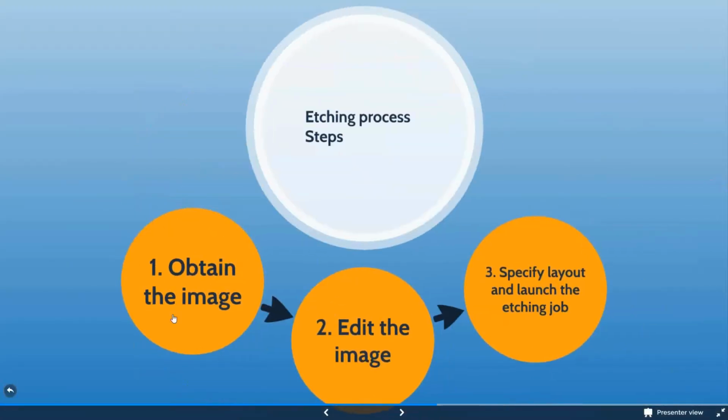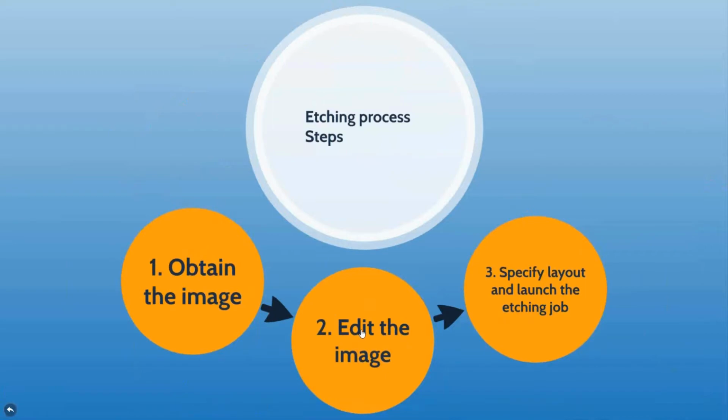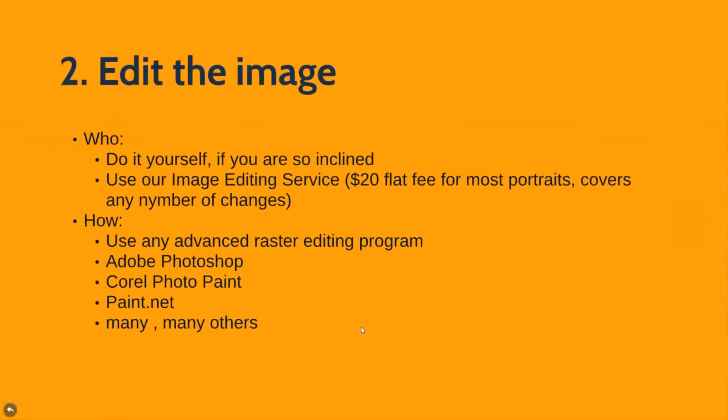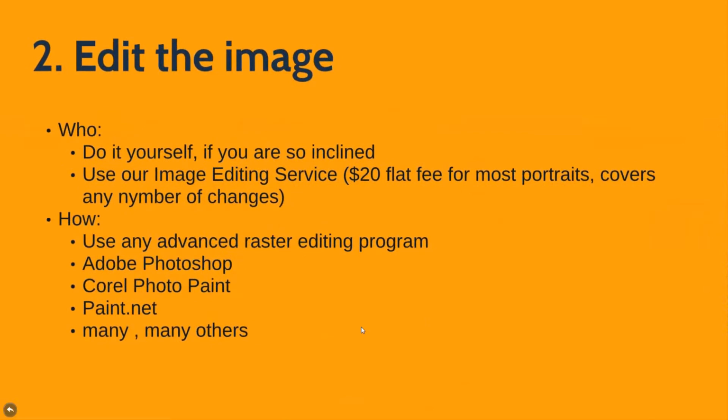So once you have obtained and digitized the image, you need to edit the image. We'll talk about editing in later videos, but the idea is that every image, no matter how good, needs to be prepared for etching. You can do it yourself if you're so inclined. It requires a little bit of work and knowledge of a raster editor, but it's completely doable. Or you can use our image editing service, which for a $20 flat fee for portraits will edit your image, and that flat fee covers any number of changes.